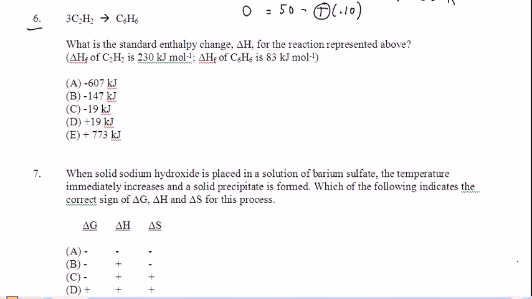Welcome back. We're going over multiple choice questions 6 through 10 on the Unit 6 Thermodynamics Practice Test. Question 6 asks, what is the standard enthalpy?